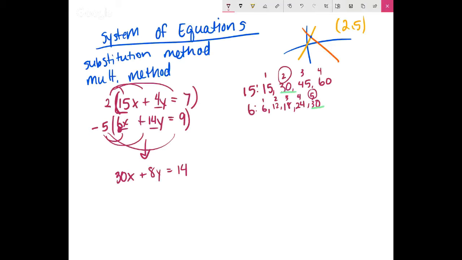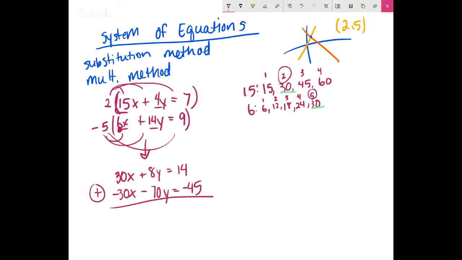Negative 5 times 6x is negative 30x. Negative 5 times positive 14y is negative 70y. And then negative 5 times 9 is negative 45. Cool, yay, we did it successfully. We want to add these two equations.